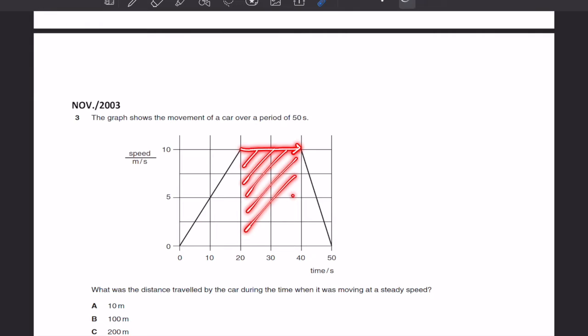That would be this particular area whose width is 40 minus 20, 20, and height is 10. So that'll be 20 times 10, and I'll get myself the answer as 200 meters.